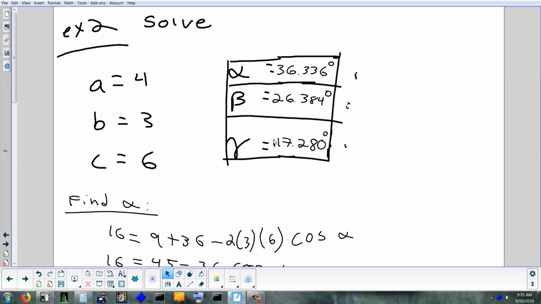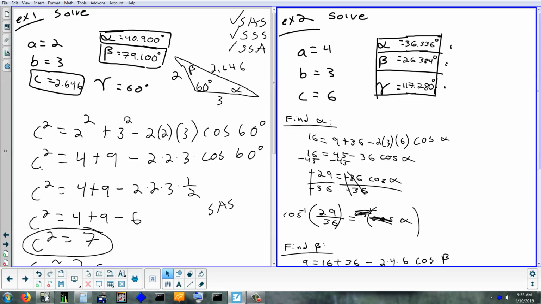Okay, so any questions on those 2 types? Side angle side, side side side. You'll have a minimum of 1 of each on the test, but one of them you'll have twice, because I'm going to give you 3 law of sines, 3 law of cosines.